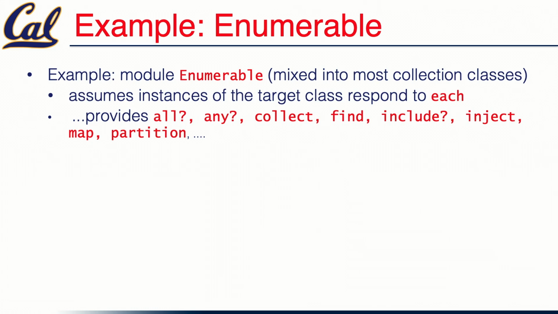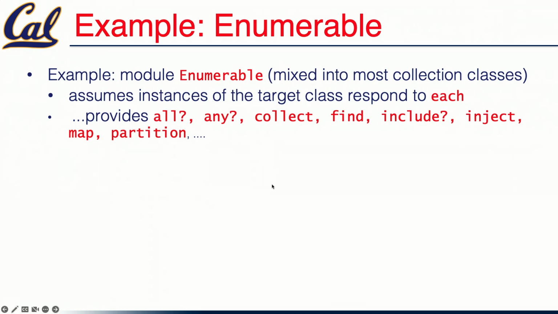Whether the collection's an array or a hash or a list of files or a random number generator doesn't matter. As long as you can call each on an instance of the class, the Enumerable module provides a whole bunch of other behaviors that are trivially enabled. For example, you can ask if something is true of all or true of any of the aspects of the class. How do you do that? You just call each on every one of them and keep track of the results.